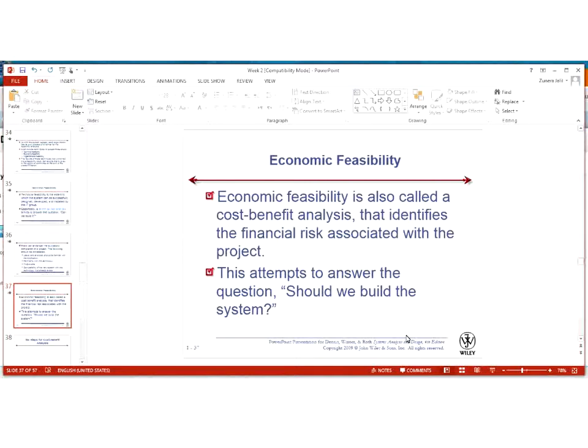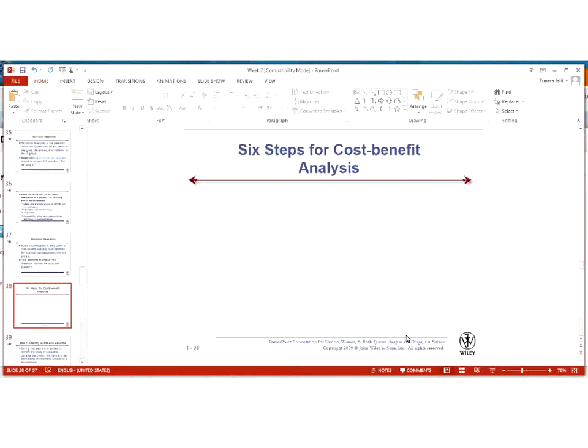Then you need to check the economic feasibility as well. When we say economic feasibility, then we are talking about cost-benefit analysis. That is, is there any financial risk associated with the project? We answer the question of should we build a system? Is it economically feasible? Will it be beneficial for us to build a system? Will it be profitable for us? If it is not profitable, then we should not go for it. So you are checking economic feasibility here.